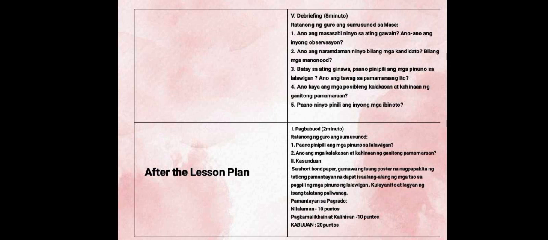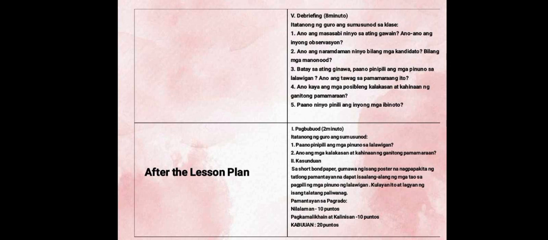After the lesson plan. Una, pagbubuod sa loob ng 2 minuto. Itatanong ng guro ang mga sumusunod. Una, paano pinipili ang mga pinuno sa lalawigan? Ikalawa, ano ang kalakasan at kahinaan ng ganitong paraan? Kasunduan: Sa shortbond paper, gumawa ng isang poster na nagpapakita ng 3 pamantayan na dapat isaalang-alang ng mga tao sa pagpili ng mga pinuno ng lalawigan. Kulayan ito at lagyan ng isang talatang paliwanag.